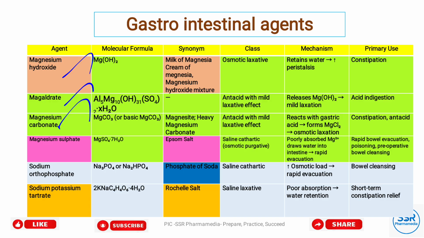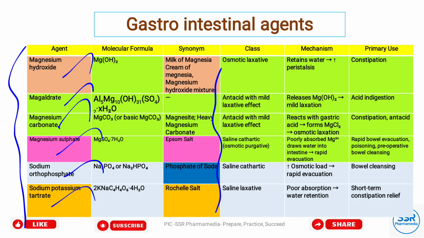These are the examples of cathartics: magnesium hydroxide, magnesium carbonate, magnesium sulfate, sodium orthophosphate, and sodium potassium tartrate. You can read the molecular formula and synonym of each compound.